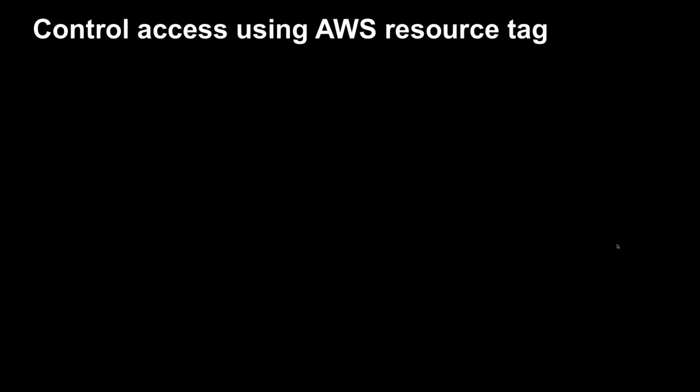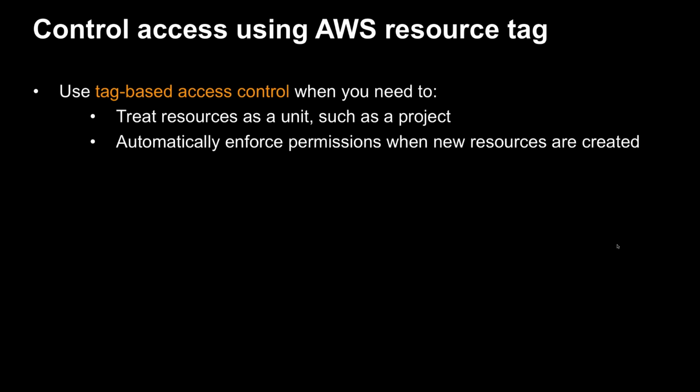So I wanted to talk about one of the cool ways that you can control access, and you can actually do something in AWS called tag-based access. So I've got a little builder slide. It's going to show you how it works. Really, if we have some resources that we want to treat as a unit, say we have a particular project with multiple resources, say an RDS database and some EC2 instances and some VPC rules, we want to be able to enforce these permissions even if new resources are created.